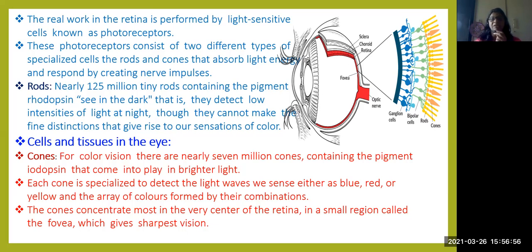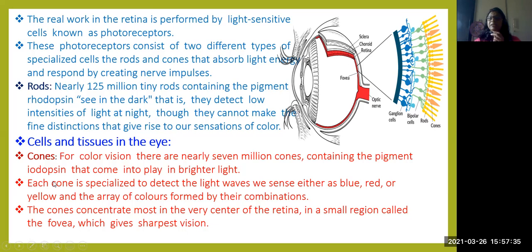Okay. Whereas if you see the cells and tissues in the eye, there is a second type, that is cones. And these cones are important for color vision. How many do we have in our eyes? 7 million cones. So rods are 125 million, whereas cones are how many? Only 7 million cones. The number of cones is less. And they contain a pigment called iodopsin. This is rhodopsin and this is called iodopsin.